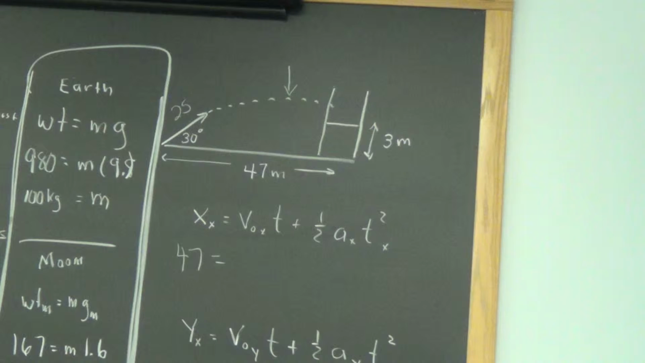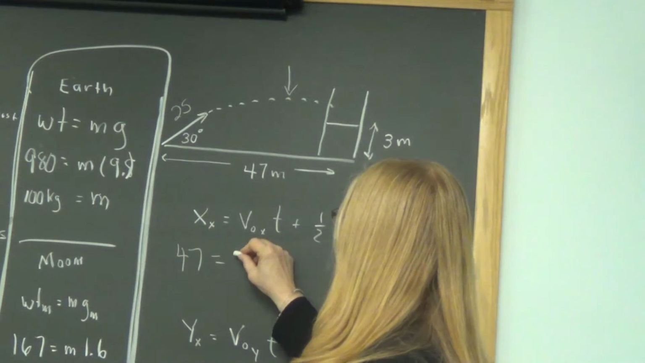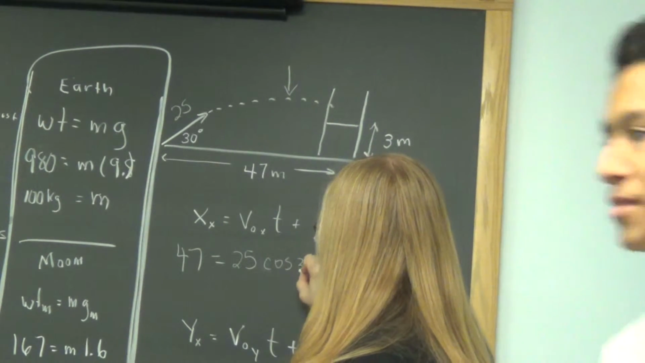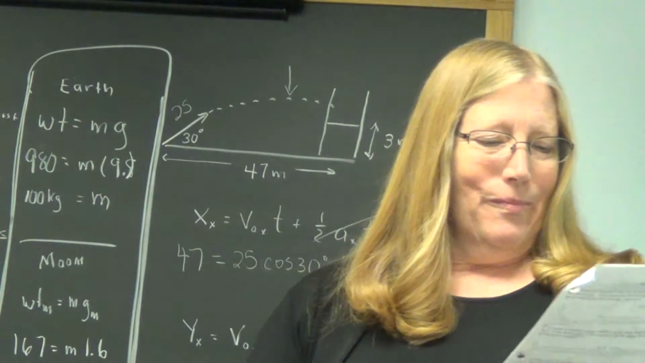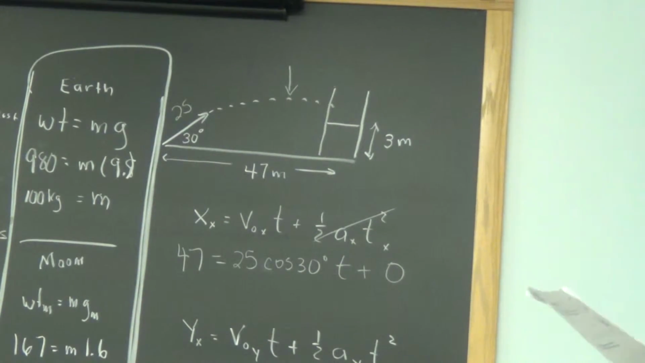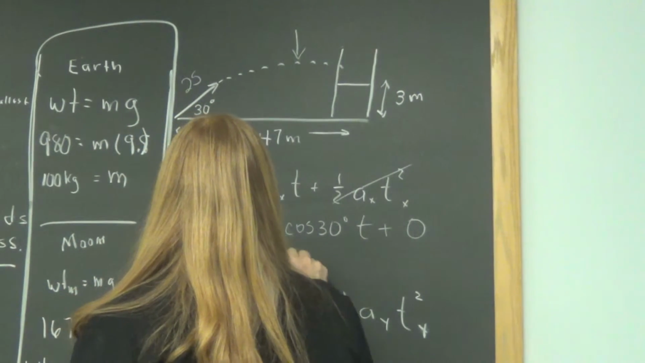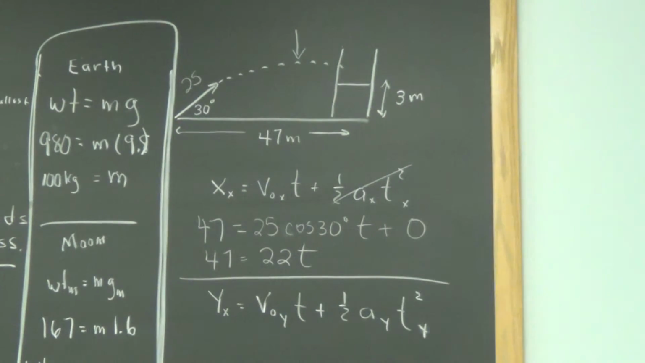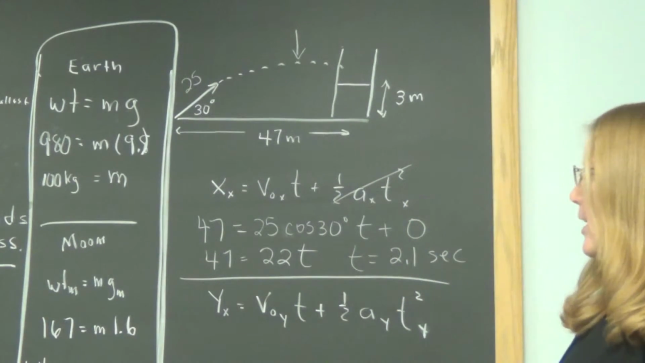Alright, let me get my key so I can do the calculations. In the x direction, we're going to use 25 cosine 30 times time plus 0 because this zeroes out. Looking at that, 25 cosine 30 is 22. So I ended up with 47 equals 22 times time. Divide by 22 on both sides. That gives 2.1 seconds. So we got that from the x direction.